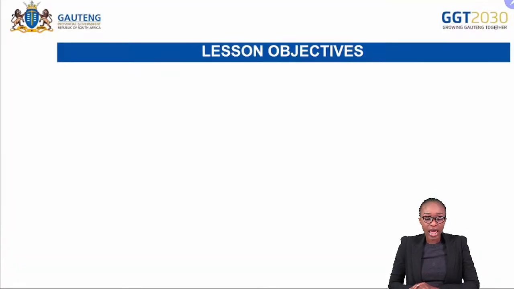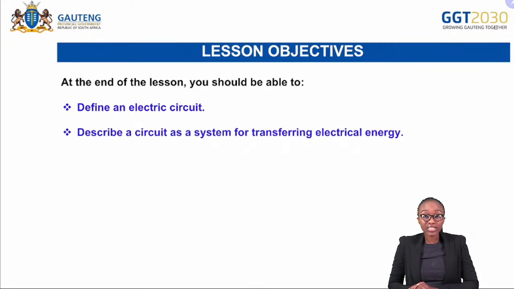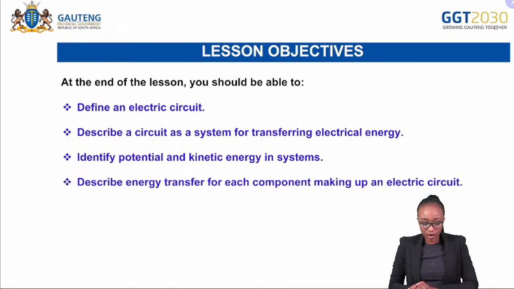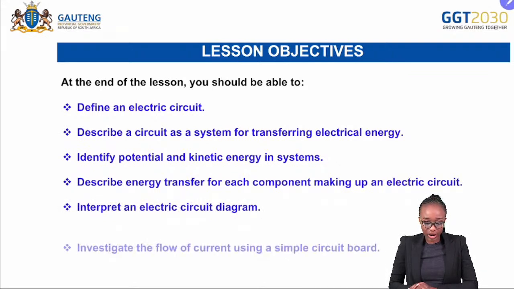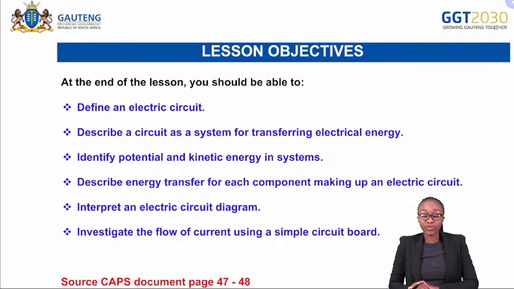So these are the goals that we aim to achieve. At the end of today's lesson, you should be able to define an electric circuit, describe a circuit as a system for transferring electrical energy, identify potential and kinetic energy in systems and describe energy transfer for each component making up an electric circuit, and interpret an electric circuit diagram. And then the last objective is to investigate the flow of current using a simple circuit board. All of this is from your CAPS document from page 47 to page 48.